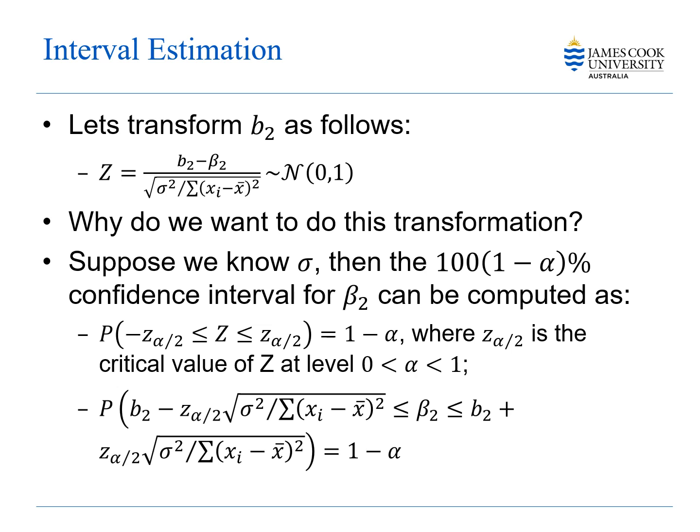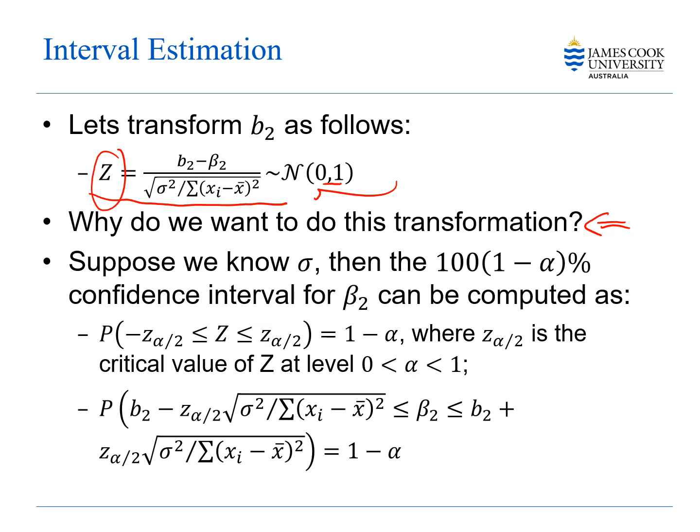Okay, we do a similar transformation. So take away the mean, divided by the standard deviation. We standardized the b2. So now let's call this Z, and that's standard normally distributed. And I hope now you appreciate why we want to do this transformation.